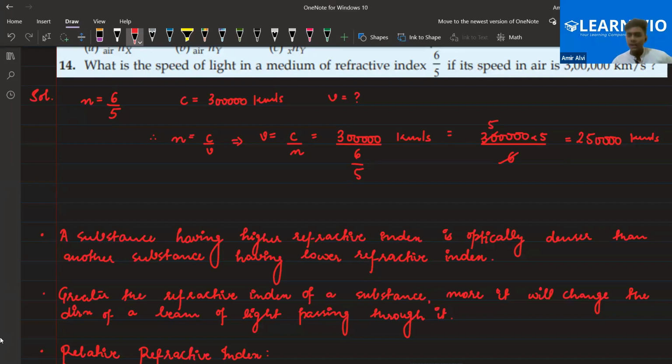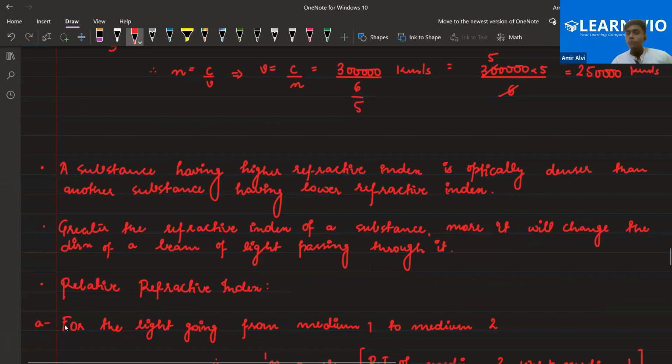Okay. Next thing is that greater the refractive index, more it will change the direction of beam of light. So if the refractive index is high enough, it will change the beam of light in a maximum manner, right? More will be the refraction happen at the surface. Clear, everyone? Bolo, clear hai? Yes. Junaid, is this clear to you?